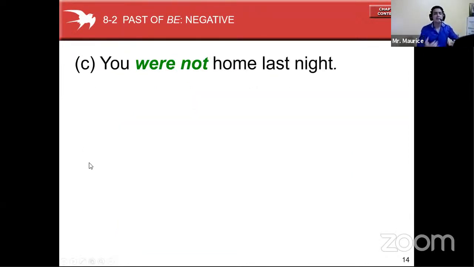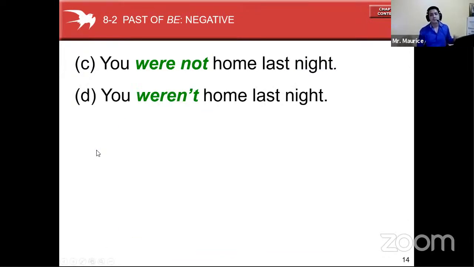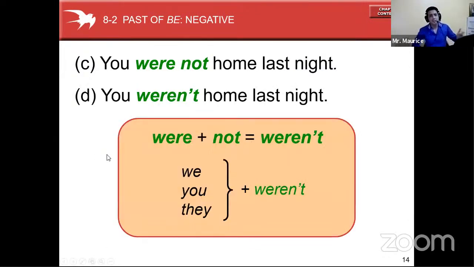In the same way for the plural. In the plural form, the verb to be is were. And the negative is the word not. You were not home last night. We can also use that contraction. You weren't. You weren't home last night. You see? We can use that contraction or without contraction with the verb to be in negative.